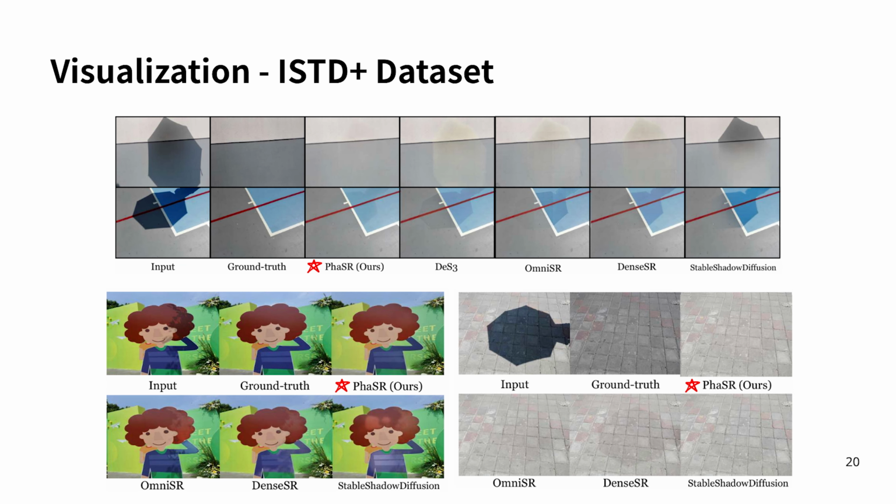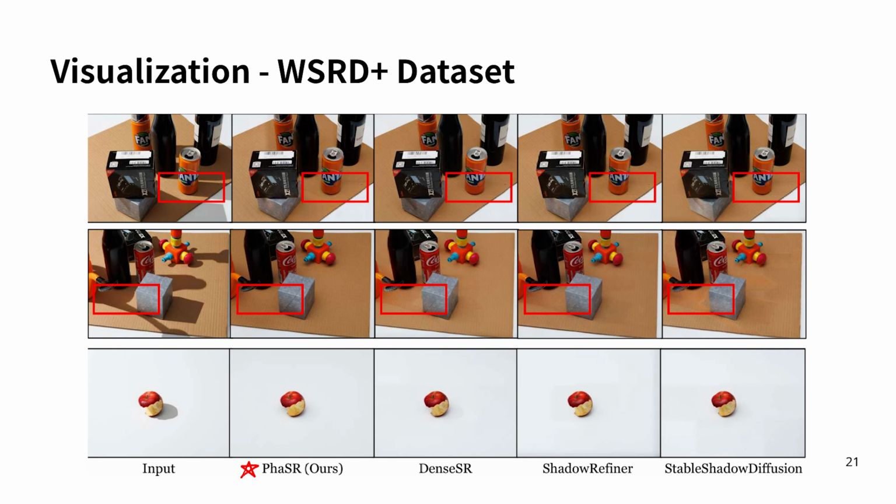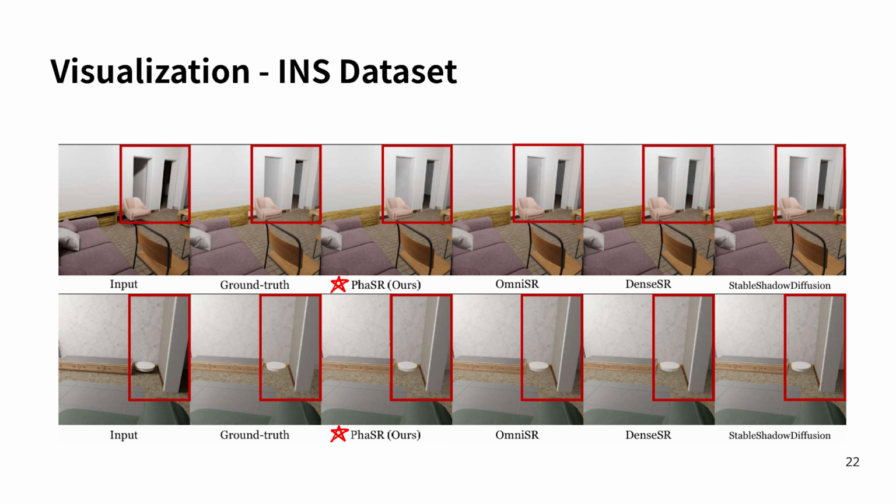PhaSR effectively removes hard shadows while preserving fine-grained texture details and avoiding color distortion, demonstrating competitive performance against both mask-based and mask-free approaches on the ISTD Plus dataset. Moving on to the WSRD Plus dataset, our method effectively handles high-resolution indoor scenes with complex single-source lighting while maintaining photorealistic quality. On the INS dataset, PhaSR demonstrates robust generalization to synthesized indoor scenes with indirect illumination and soft shadows.